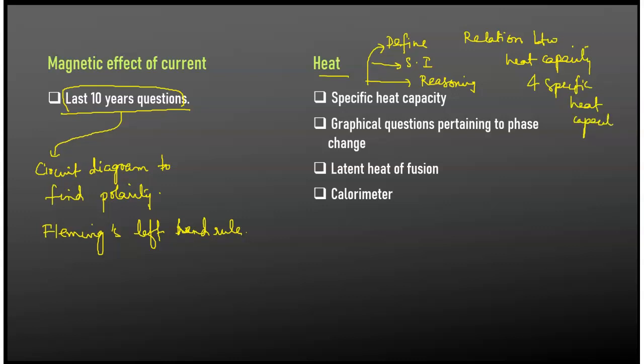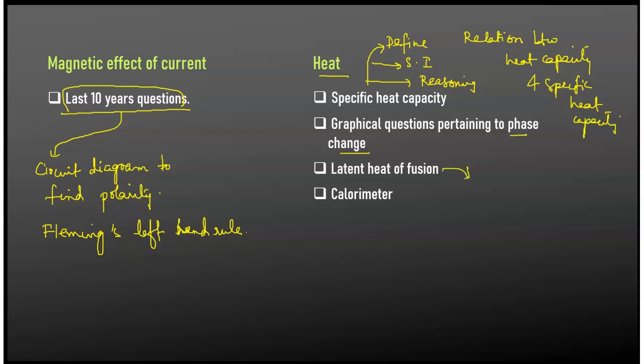All right. Then you have graphical questions pertaining to phase change. That means they can give you a graph and ask at what point boiling is taking place, what is the melting point, what is the boiling point, or which portion of the graph shows that there is a phase change, or which portion shows constant temperature or no phase change. All these kinds of questions can be there on phase change. So a graphical question is expected to come this year.